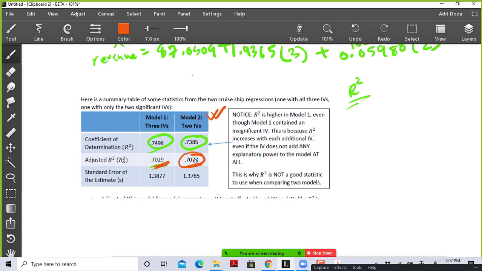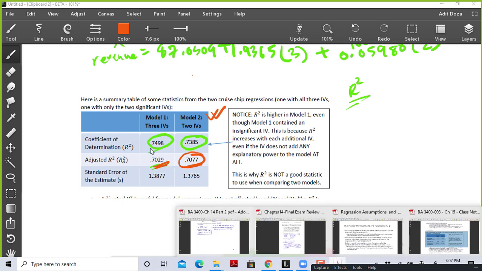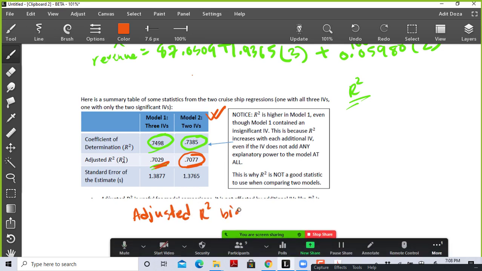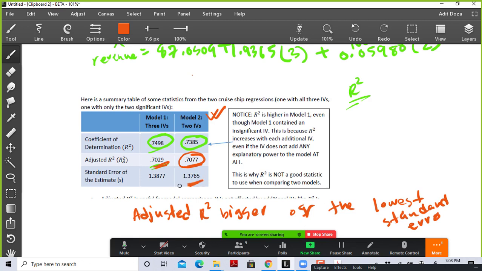Okay, so there could be a question like this in the exam, like I can give you an exam like this, or the one that has the lowest standard error. So either the adjusted R square has to be bigger, or the lowest standard error. So lowest standard error is this one.